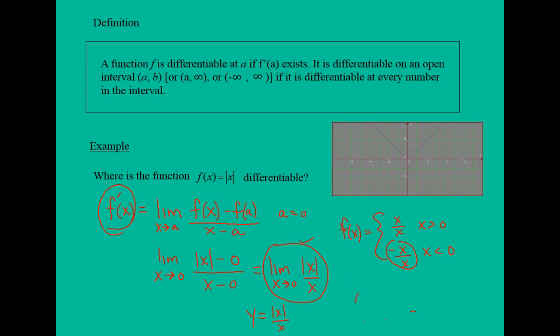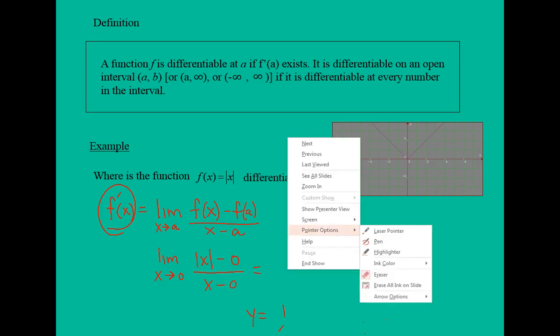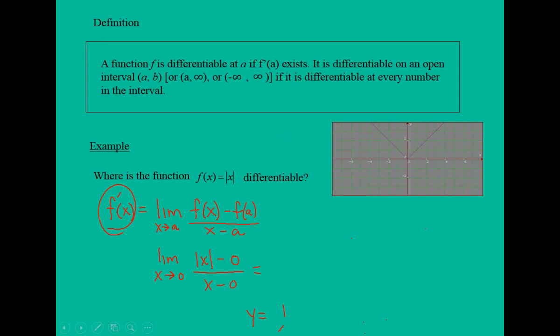I believe I have a graph here of the absolute value of x divided by x. So let's just look at that and verify. So there you can see the graph. It approaches positive 1 as x approaches 0 from the right, and negative 1 as x approaches 0 from the left.